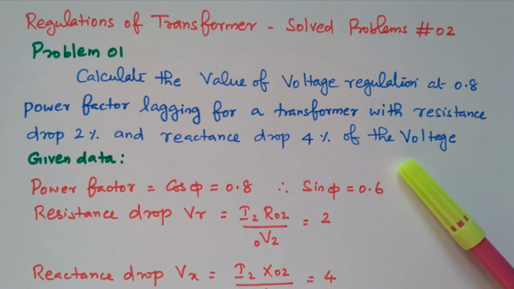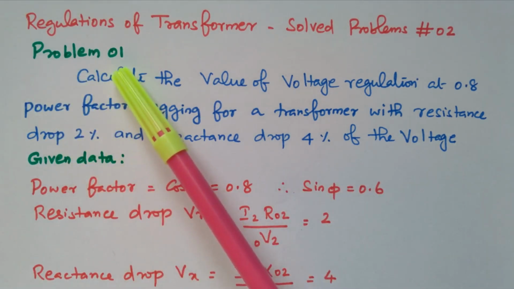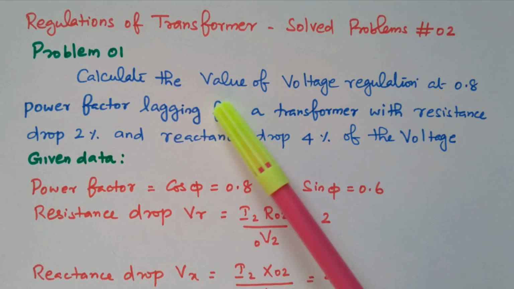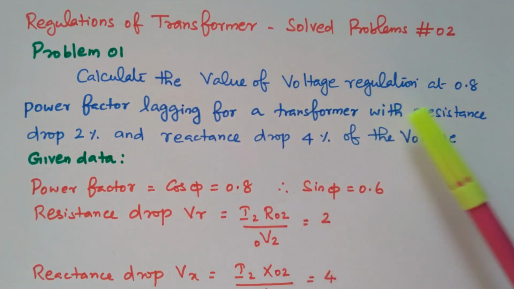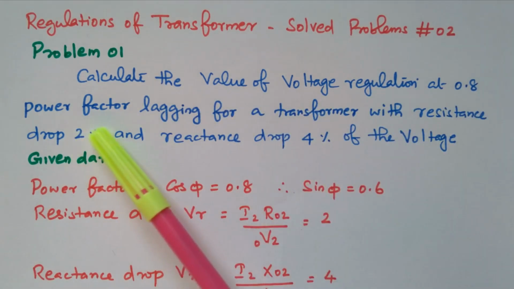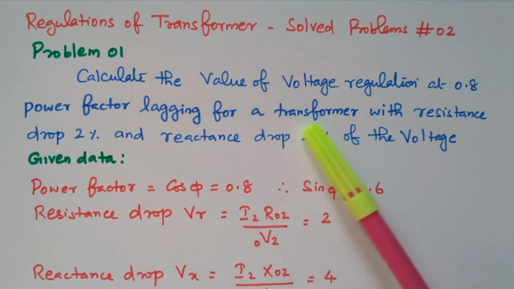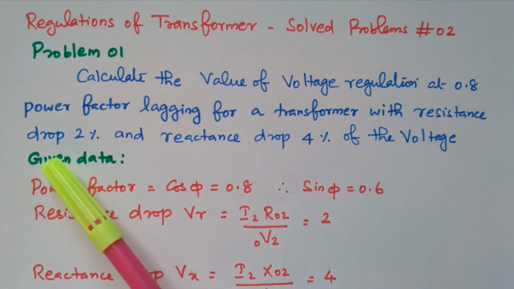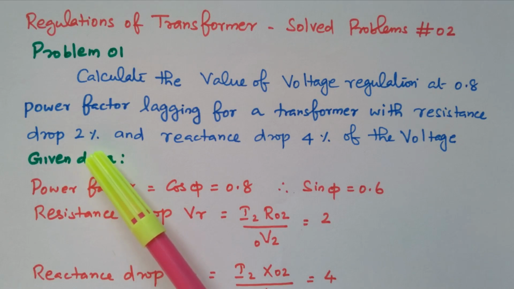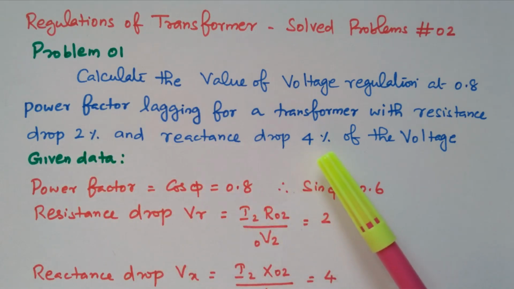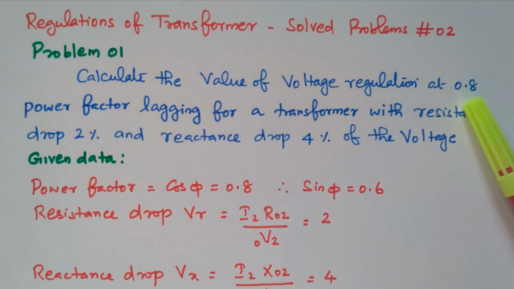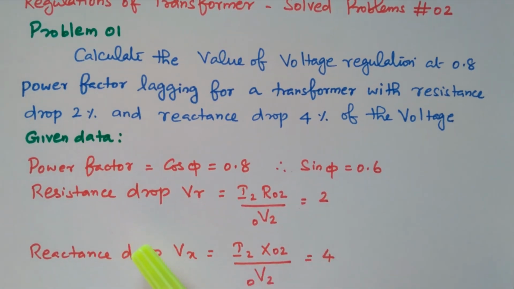Now we'll go to the problem. First we will see the first problem, problem 1. Calculate the value of voltage regulation at 0.8 power factor lagging for a transformer with resistance drop of 2% and reactance drop of 4% of the voltage. So the power factor is given, and resistance drop and reactance drop are given. So from this we can analyze the given data.